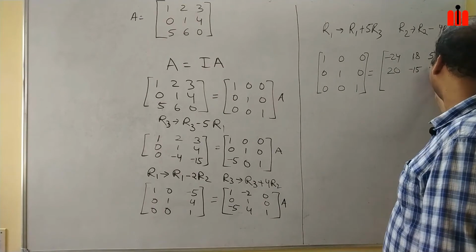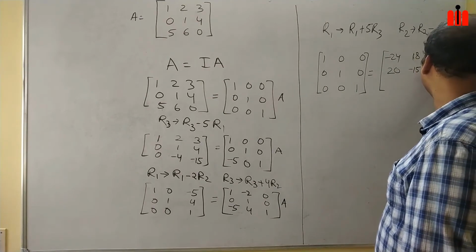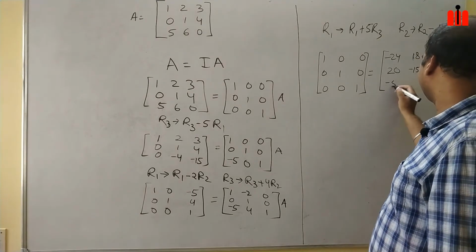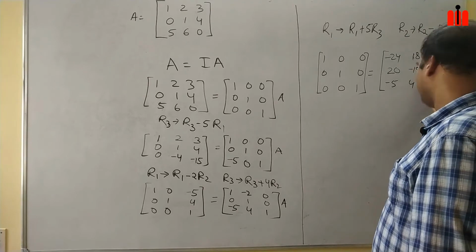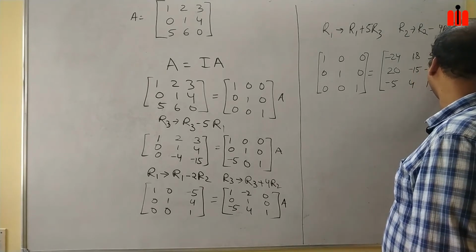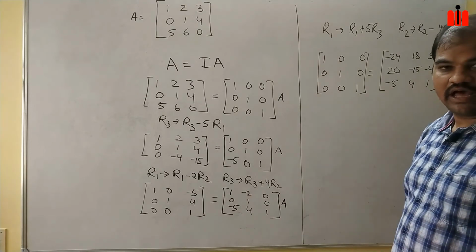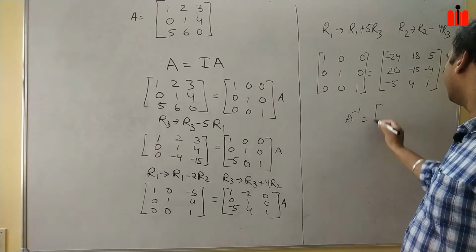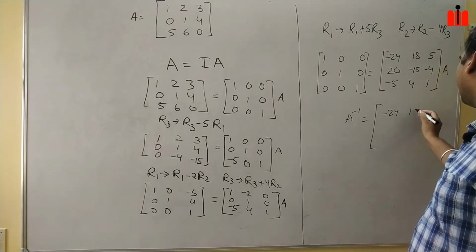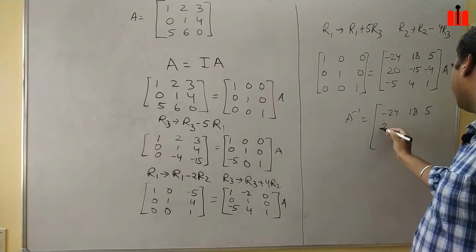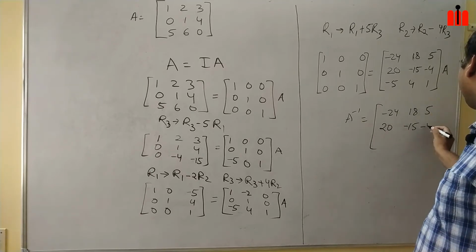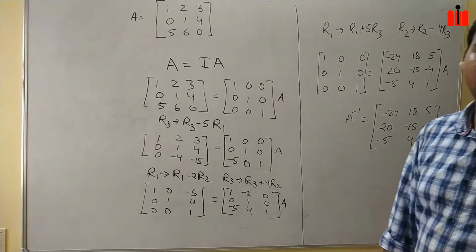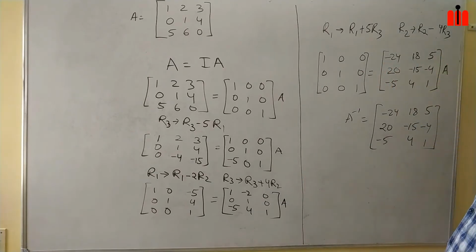0 minus 4 is minus 4. Right? It is minus 4. And R3 will be unchanged because we are not performing any operations on R3. Okay, are you getting it? So what will be my inverse? My A inverse will be minus 24, 18, 5, 20, minus 15, minus 4, minus 5, 4, 1. So this will be my A inverse. Okay, are you getting it?